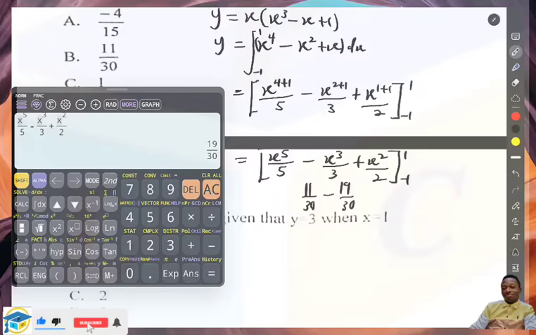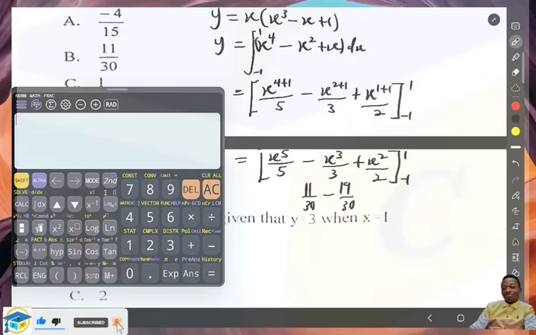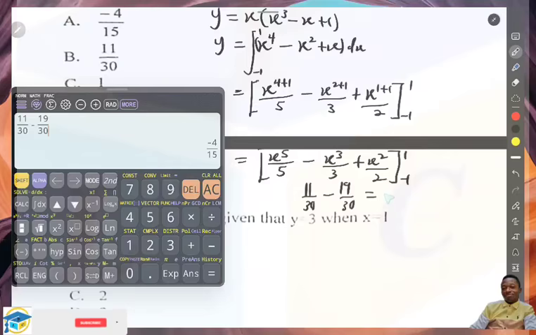When you take the difference between the two, you should be able to get your final answer. So here we have 11 over 30 minus 19 over 30, and we are supposed to get -4 over 15.